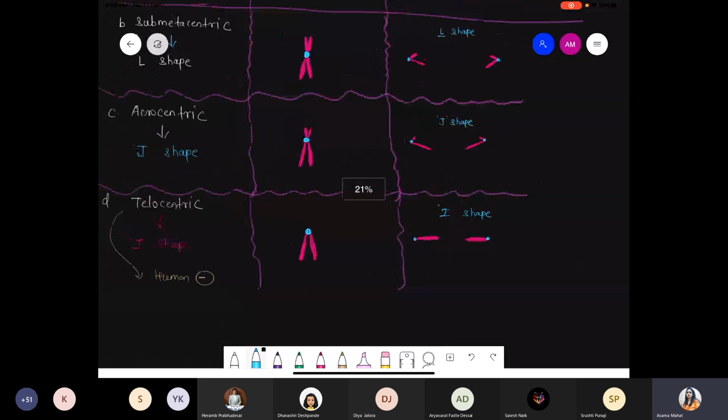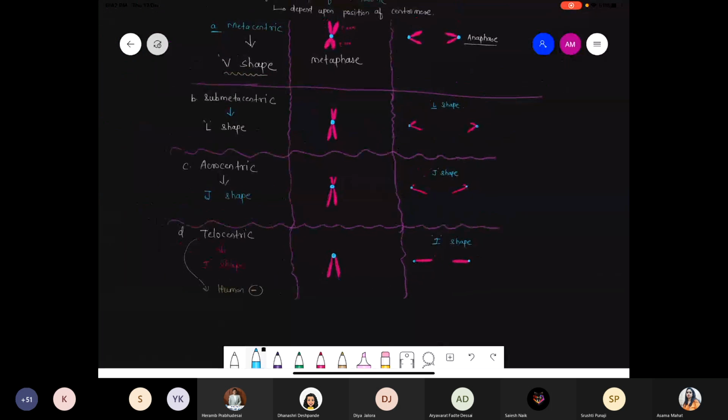So quickly check, these are the anaphasic conditions: metacentric, submetacentric, acrocentric, and telocentric. If the chromosome is metacentric, meaning the centromere is present in the middle, we obtain a V shape during anaphase. If submetacentric, we obtain an L shape. If acrocentric, we obtain a J shape. And when it is telocentric, a condition totally absent in humans, we obtain an I shape. Done? Is this point clear? Any doubt?